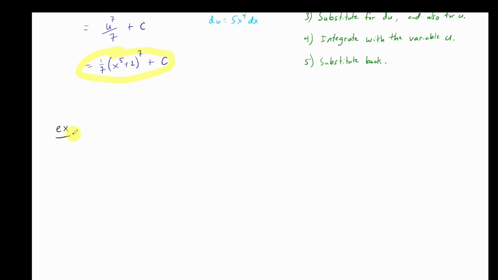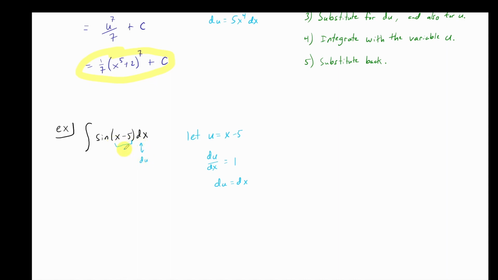Let's look at another example. So here we're integrating a trig function, the integral of sine of x minus 5 dx. Once again, we want to find an inside function to be our u. So we're going to let u equal x minus 5. Then if I differentiate both sides, du dx is just 1. So du is equal to dx.